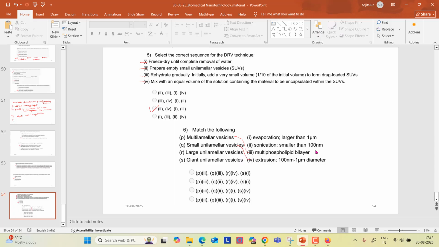Large unilamellar vesicle, okay, no. Small unilamellar will form with sonication, yes. Large unilamellar vesicles will form with extrusion. Giant one is the evaporation. Yes, so this is the first one: P3, Q2, R4. This one.